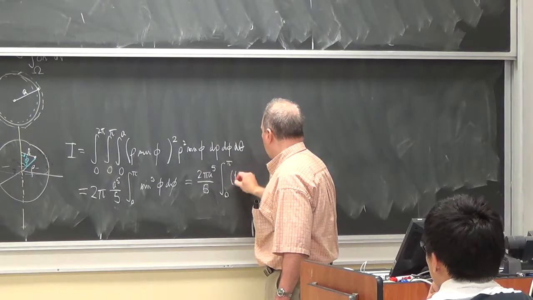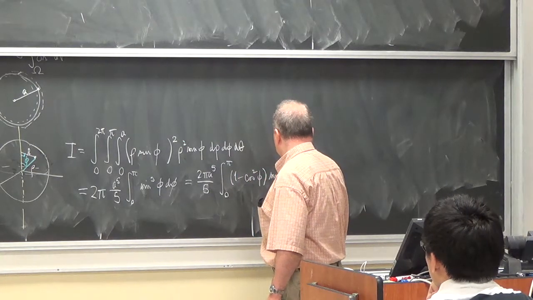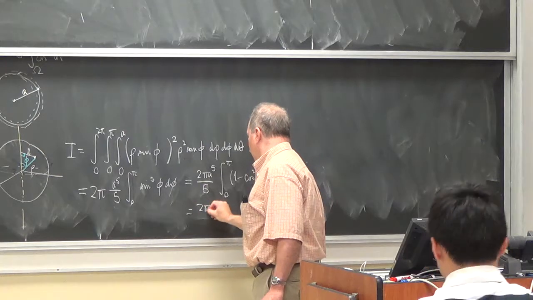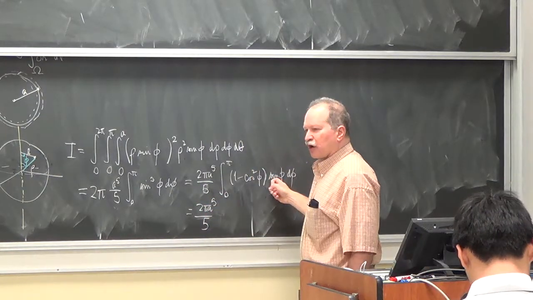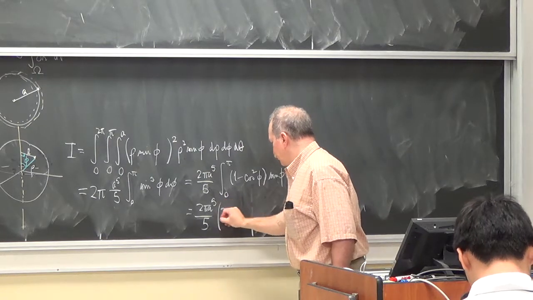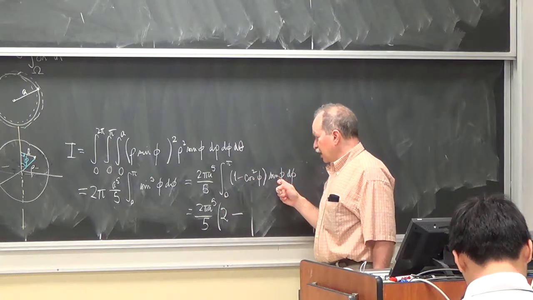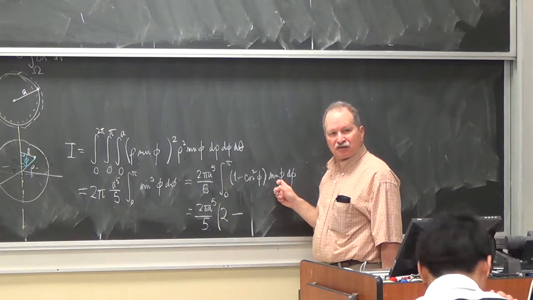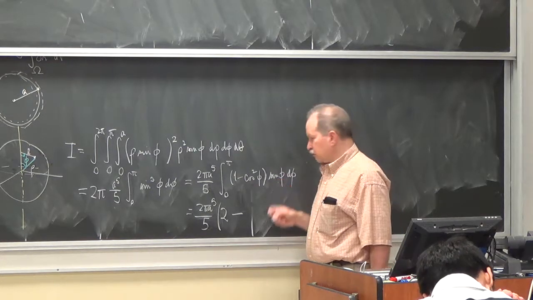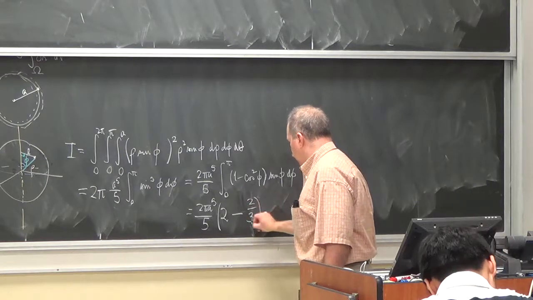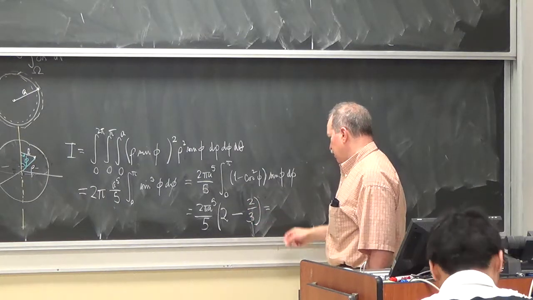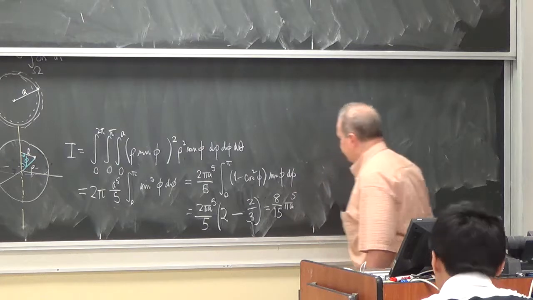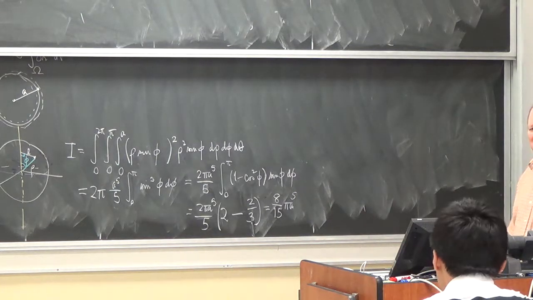So let's see. 1 minus cosine squared times sine. And then you can do it by an easy substitution. So the integral of sine is negative cosine. That's going to give you a 2. Integral of cosine squared times sine is going to give you negative 1/3 cosine cubed. Evaluated at 0 and pi, and so I get 4/3 here, which means I get 8/15 pi a to the fifth. Looks familiar, hey, Dennis?